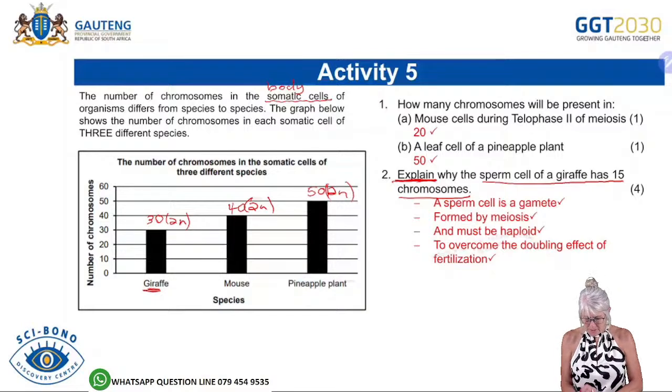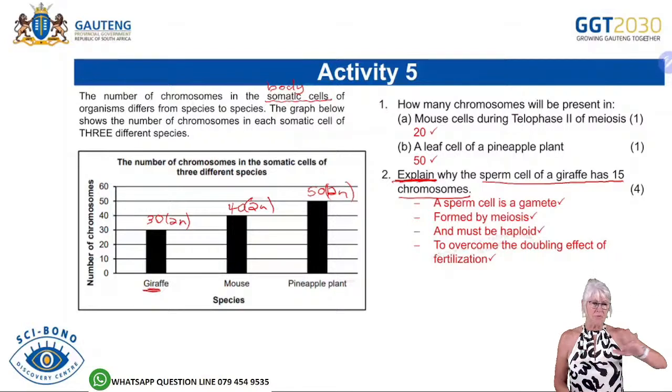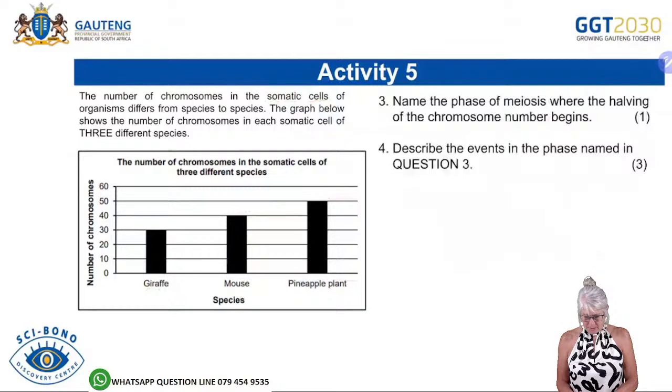All right, so that's when we have an explanation. I can't just describe the process of meiosis, of how it went from a diploid cell to a haploid cell. I've got to say why. Why is it haploid? Why does it have 15? Because it is a gamete, and gametes are formed through meiosis, and when they are formed through meiosis, they become haploid. All right, let's have a look at some more of the questions here.